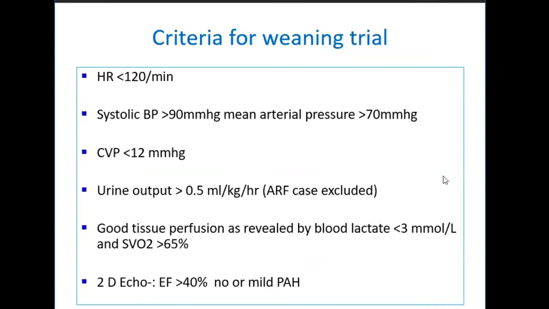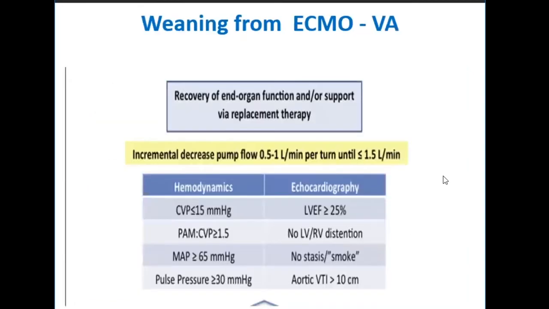Now, once you find that your patient has improved, there are certain criteria which, if the patient is fulfilling, you can go for a weaning trial. The heart rate is settled around 130, the systolic blood pressure is more than 90, a MAP of 70, minimal vasopressor support, central venous pressure less than 12, urine output maintaining good tissue perfusion, and on echo the ejection fraction is more than 40%, actually, in VA ECMO, and the patient has no pulmonary arterial hypertension. These are some of the criteria for a patient on VA ECMO or VV ECMO.